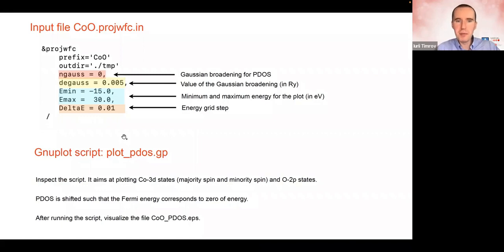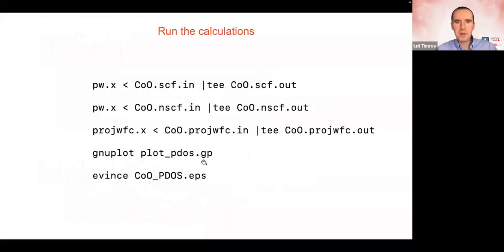And then I already prepared for you the GNUplot script called plot_PDOS.gp, where everything is ready. You just need to run this GNUplot script to produce the final image. So these are the steps, and let's do it now.